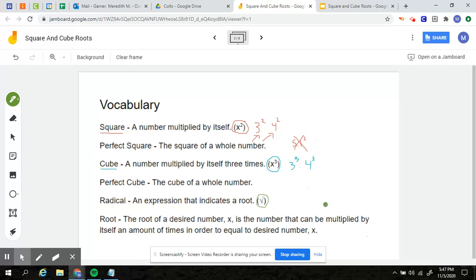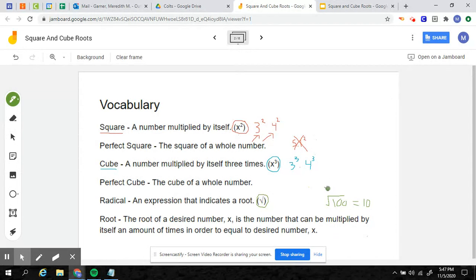So for instance, the square root of 100, we're trying to think what number times itself will give you 100. And we know 10 times 10 equals 100. So your answer here is 10. So that's an example of a square root.